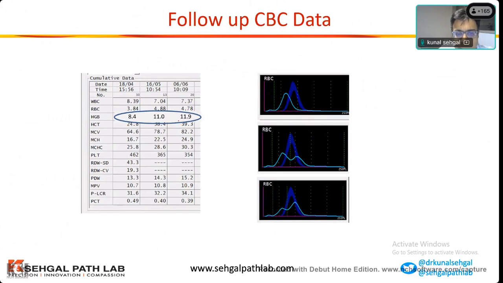Now this same patient, initially, if you see 18th of April, in 1 month, the marrow responded very well, jumped from 8.4 to 11. A lot of capacity in the marrow to regenerate. Now after another few days, hemoglobin has gone up by 0.9. Again, see the difference in the histogram.